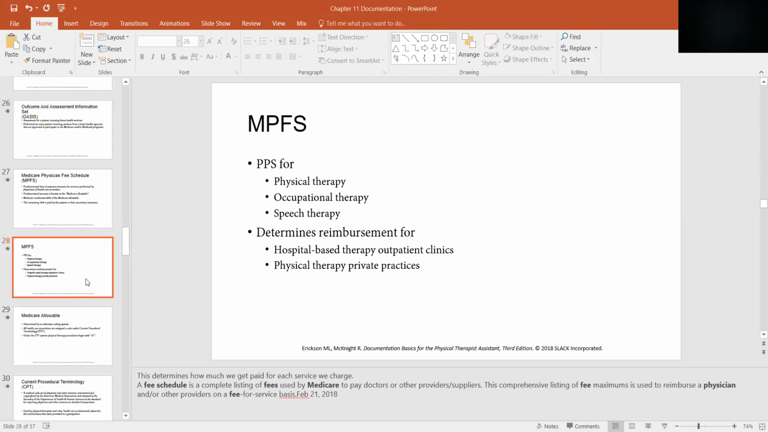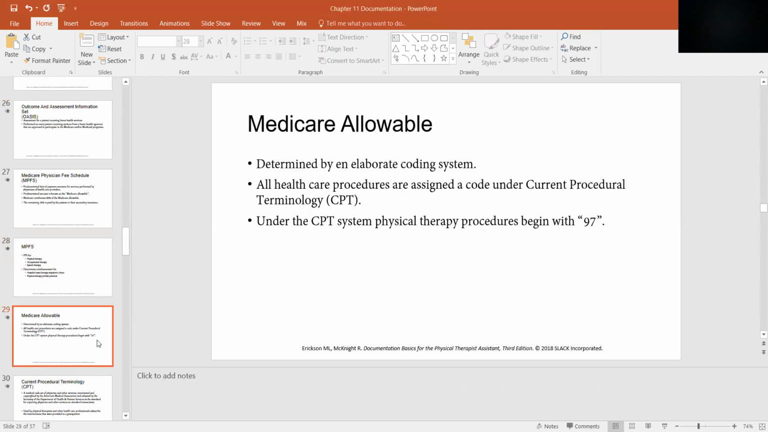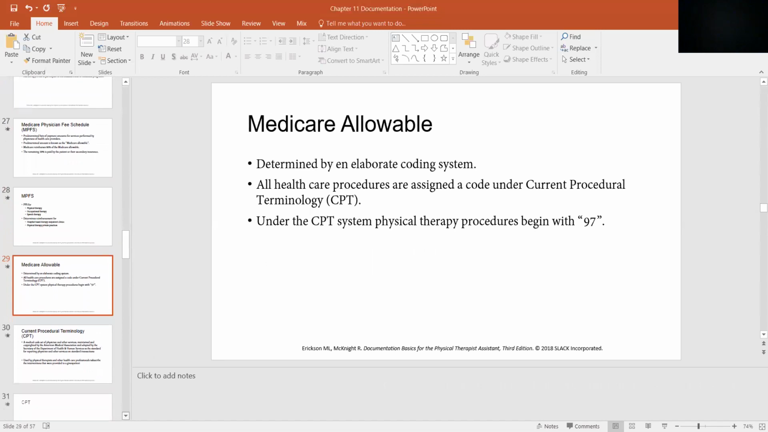It's kind of interesting. So as you see, I have written in the notes down here, a fee schedule is a complete listing of fees used by Medicare to pay doctors and other providers or suppliers. This comprehensive listing of fee maximums is used to reimburse a physician and other providers on a fee-for-service basis. So that is a little bit of information that I got from CMS's site. All right, the Medicare allowable.